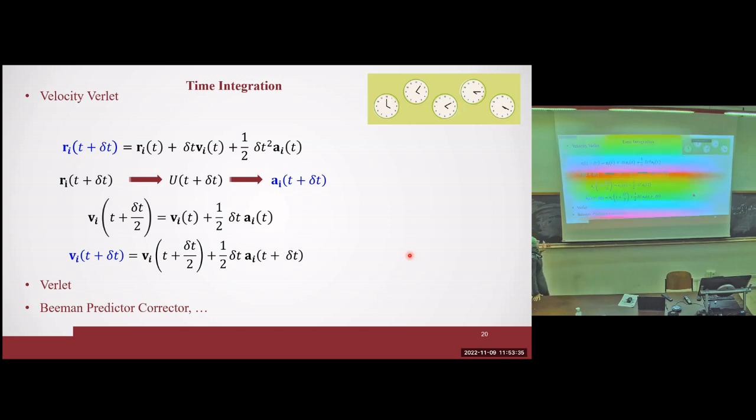But this is, as I told you, so much popular and it's still working, and it's usually the time integration used. The velocity at the middle comes from the previous acceleration, and for the end velocity, we use the acceleration of the new position together with the velocity of the middle step. Okay, so we are using so many data to improve our prediction.